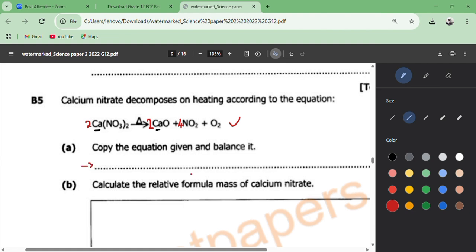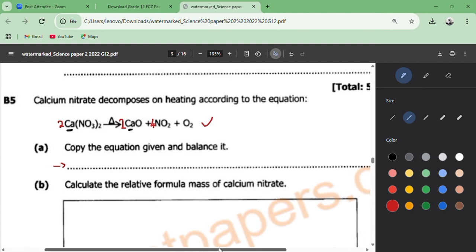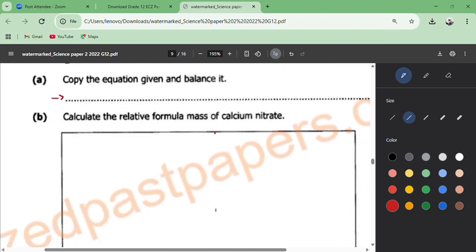Follow-up question: calculate the relative formula mass of calcium nitrate. How do we find the relative molecular mass for calcium nitrate? Anyone with an idea? Anybody?